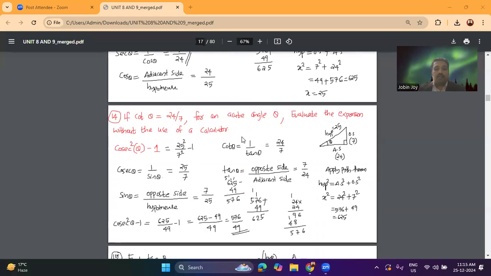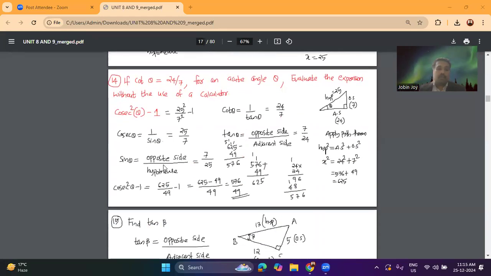Question number 14. If cot theta is equal to 24 by 7, this is given, find cosec square theta minus 1. Okay, so we know what cot theta is. Cot theta is the reciprocal of tan theta, 1 by tan theta. Okay, first I'm writing tan theta. What is tan theta? Opposite side by adjacent side. Okay, that is tan theta. So cot theta is given. I will take the reciprocal, 7 by 24. That is the tan theta.